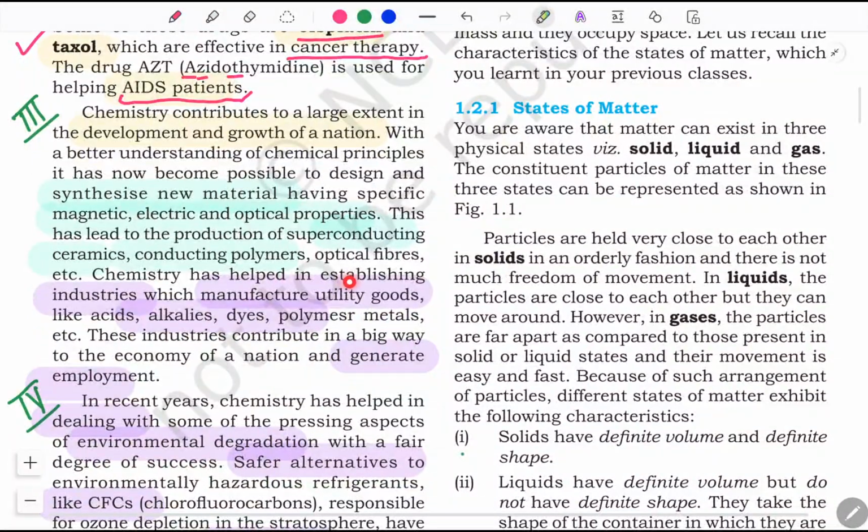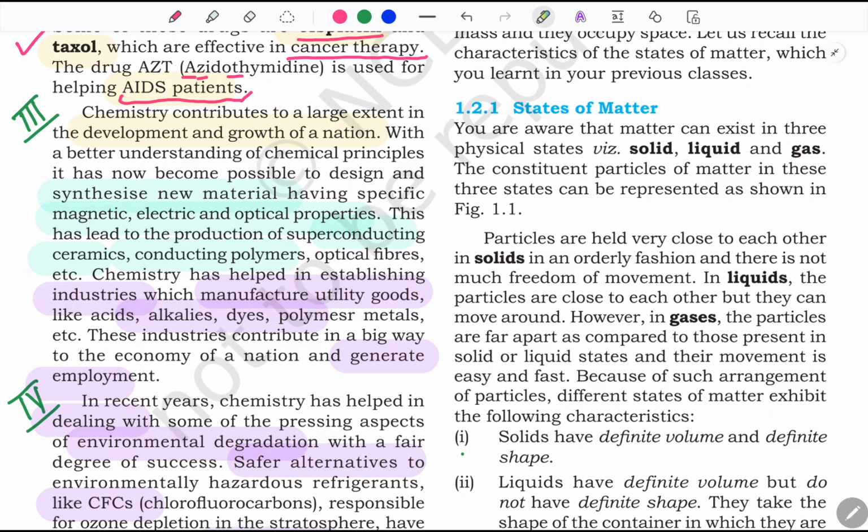Chemistry also helps in manufacturing many products. As you know, industries are established, and in these industries, we can manufacture lots of chemicals. And also, there is a big workforce working there, so we are also generating employment. So, in this manner, we are helping in the development and growth of a nation.